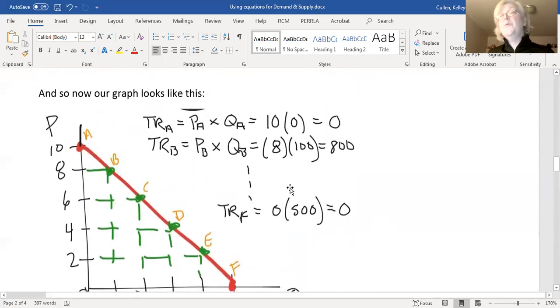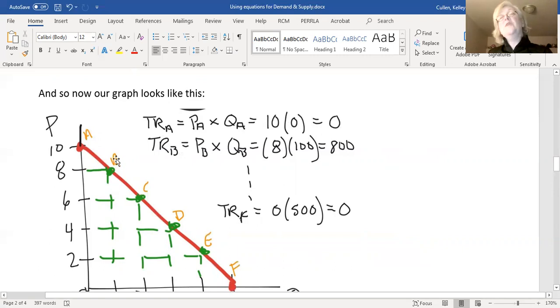So all I do to find, here in my wonderful handwriting, the total revenues at point A, I take my price at point A times my quantity at point A. And that will give me how much total revenues I'll collect at the end of the day from point A. At point A, my price is 10, so I substitute that in, but my quantity is 0. Nobody would buy a hamburger at $10, so 10 times 0 is obviously 0.